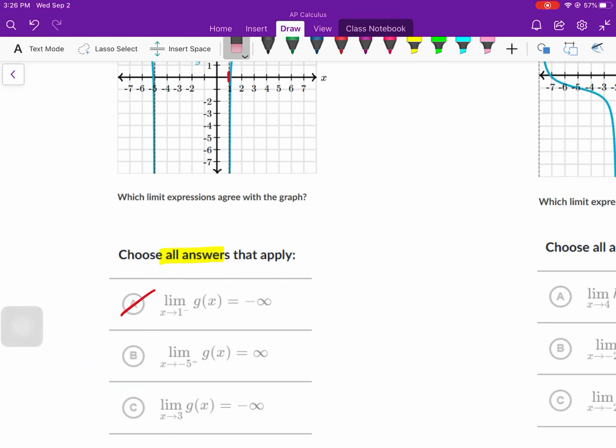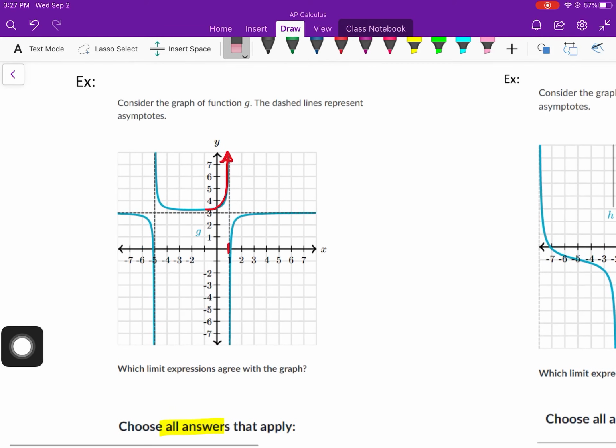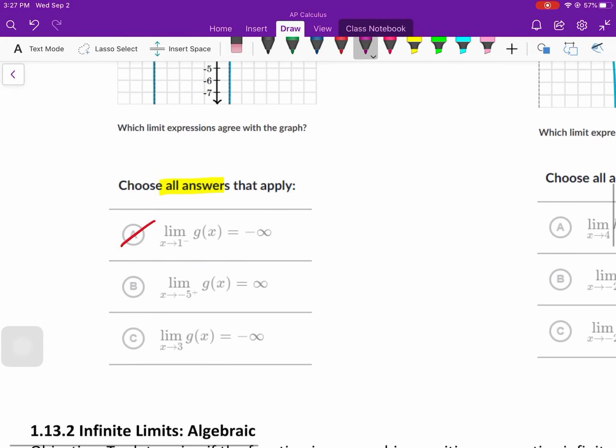What about -5? Oops, forgot this thing. -5 from the right. So here's -5. And then from the right is going up to positive infinity. So yeah, that one checks off.